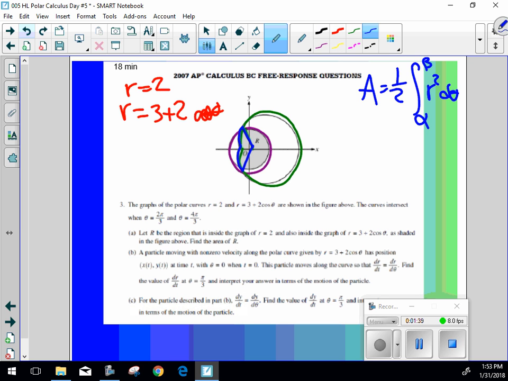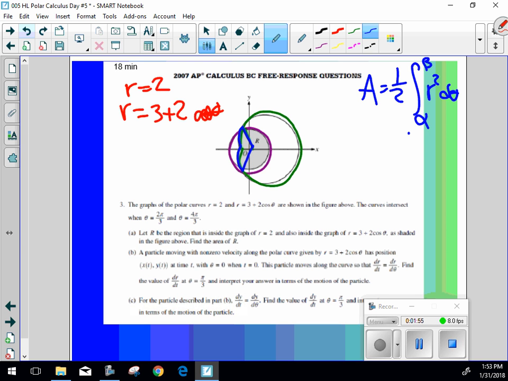Did we have that one yesterday? It's the only formula for polar that you need to memorize. But what is this the same as? The area of a what? Sector. It is the area of a sector. So you're adding up areas of sectors.